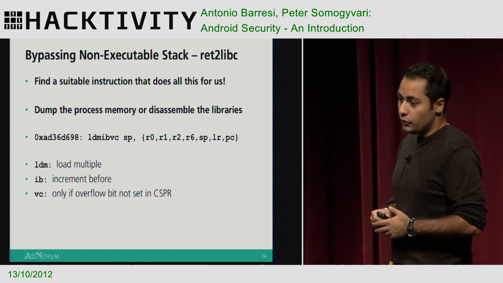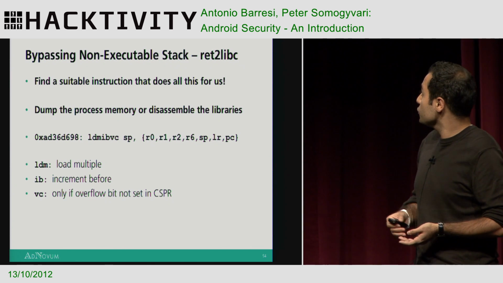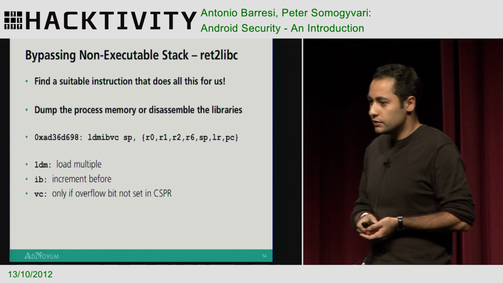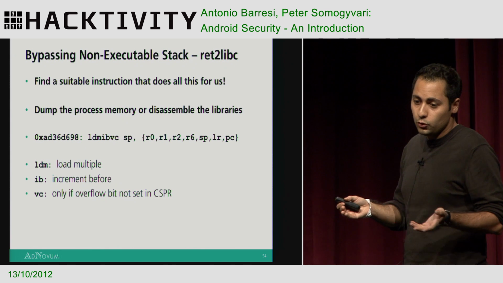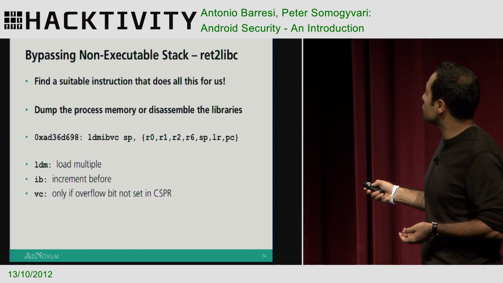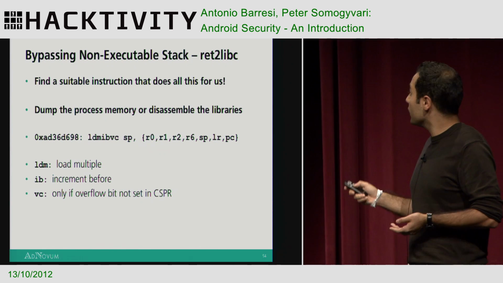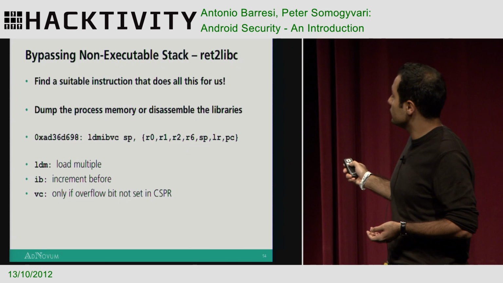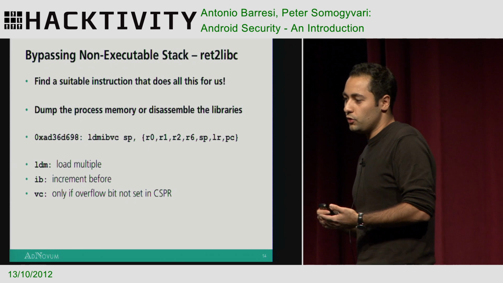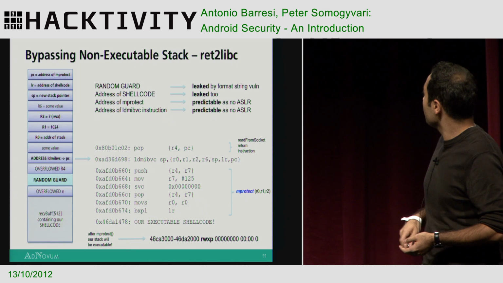To do that, we first have to find a way, with some instructions, to fill up these registers with the right values. With a debugger, or just by disassembling some libraries, in this case libc, you can look for some useful instructions that will help you do that, and you will pretty soon find some suitable ones. One instruction that we found was this one. It will basically load multiple values from the stack into R0, R1, R2, R6, the stack pointer, the link register, and the program counter. Basically, we can do everything. We can fill up the registers, and we are still in control of the execution flow. So that's what we're going to use.